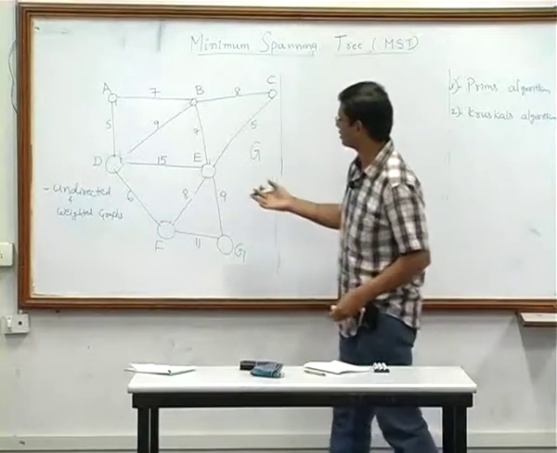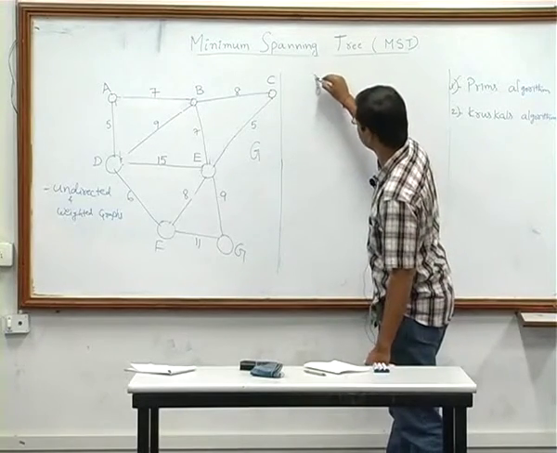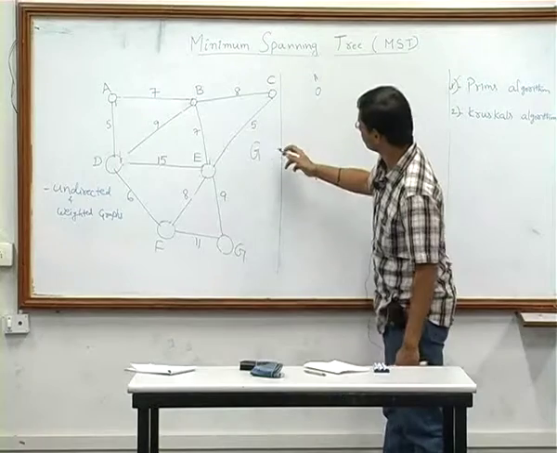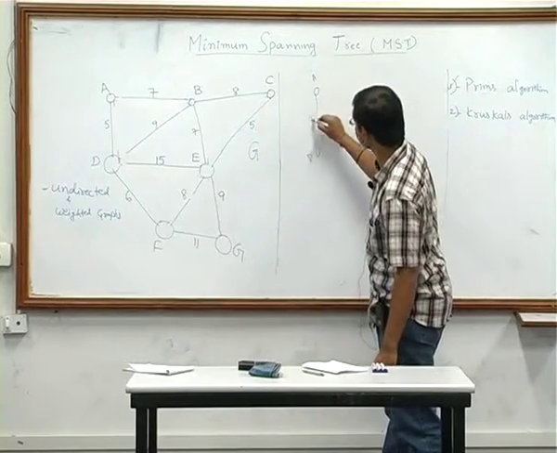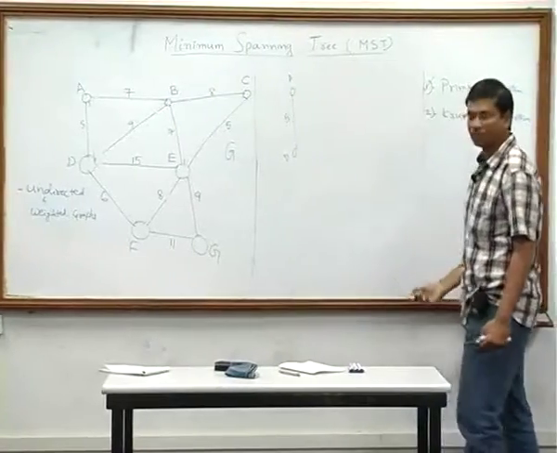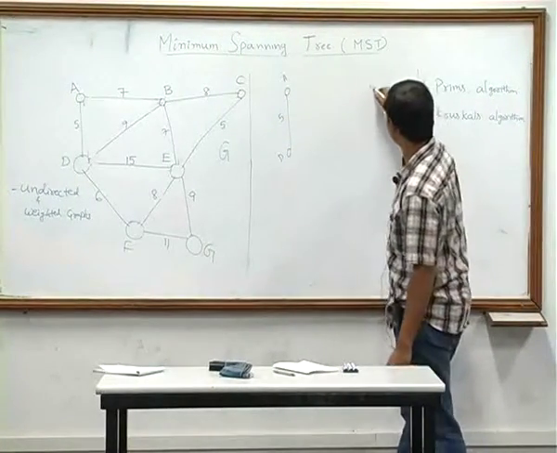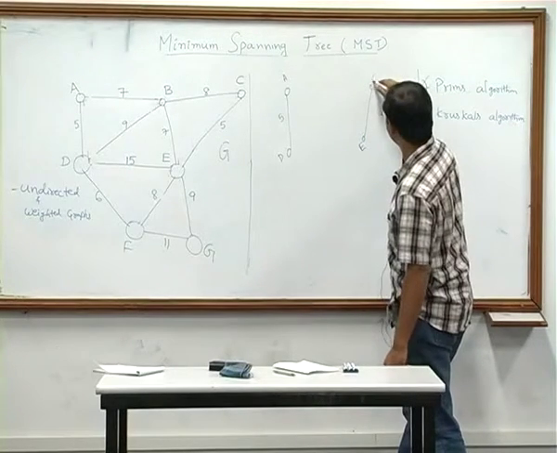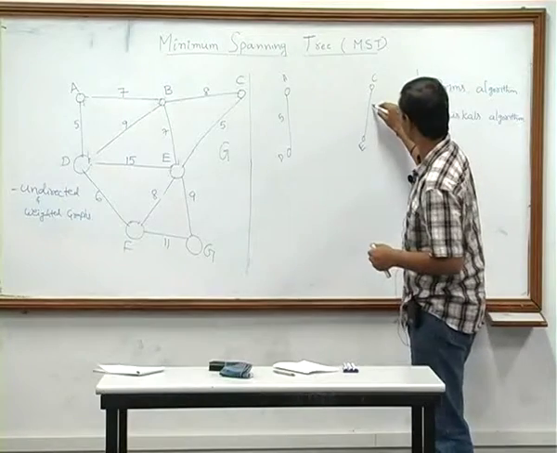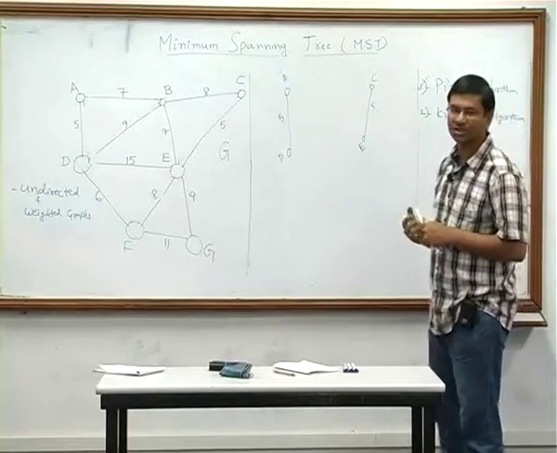So let's just pick the edge with minimum weight. There are two such edges, A to D and C to E. It doesn't matter which one you pick. A to D has weight 5, so we just pick that. Let's pick the next minimum weight edge. That is C to E, which also has weight 5. So that's it. We want to minimize the sum of the weights.